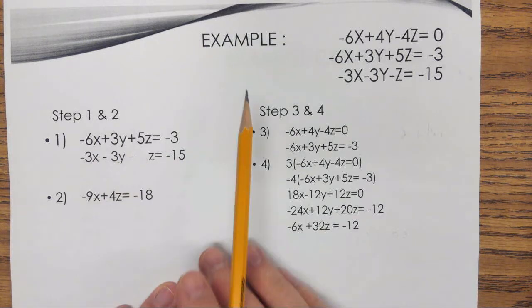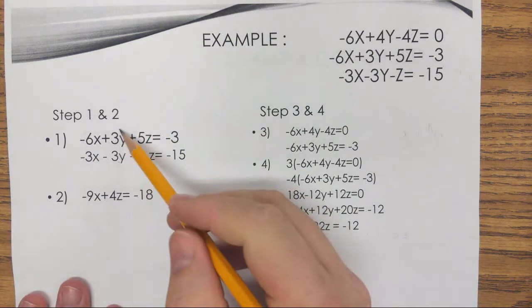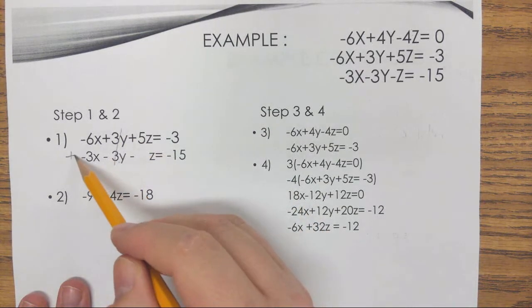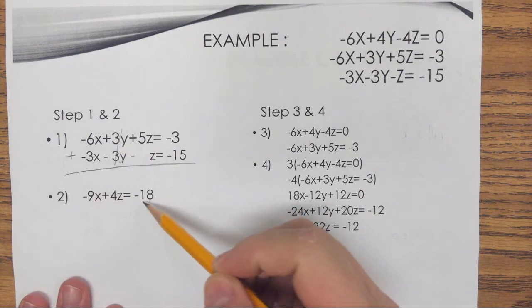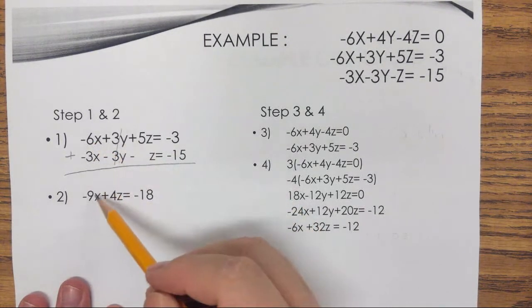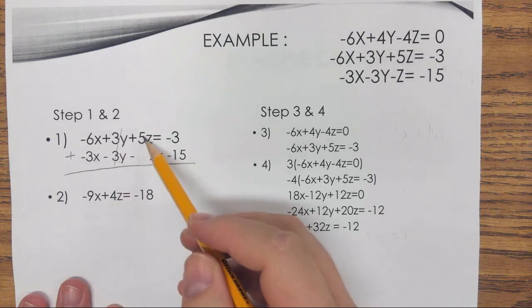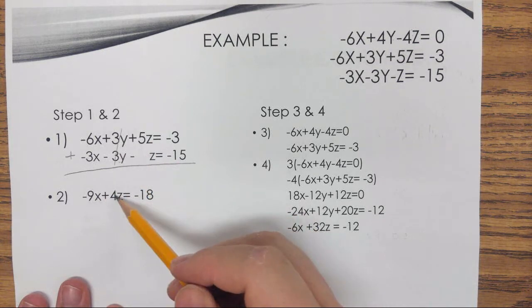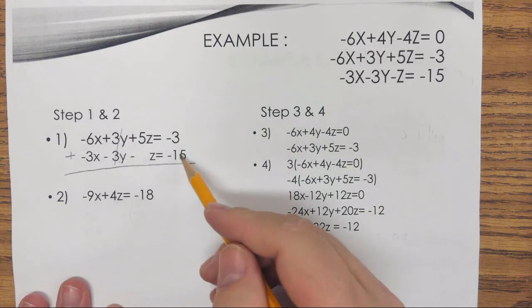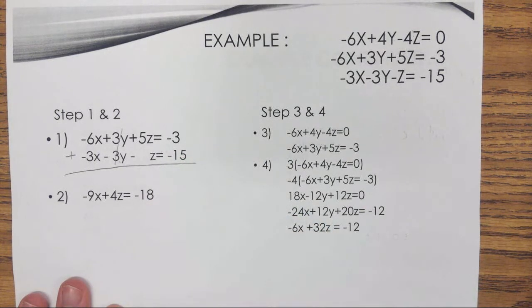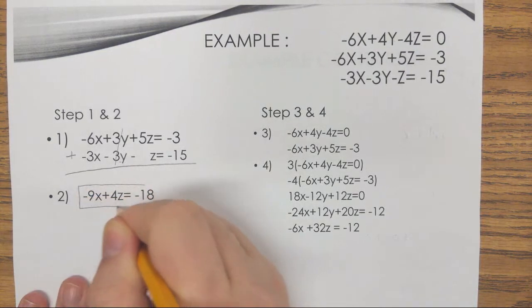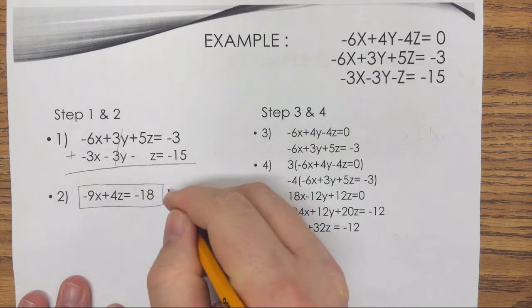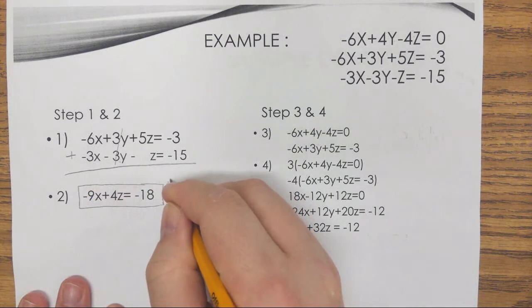Okay. So I'm solving these using elimination. The y goes away when I add these together, and I'm adding straight down. So I got negative 6x, negative 3x, that's negative 9x, and then 5z minus z is 4z. Negative 3 minus 15 added together is negative 18. Okay? So there's one of my equations after I've used elimination once. So there's my new equation number 1.